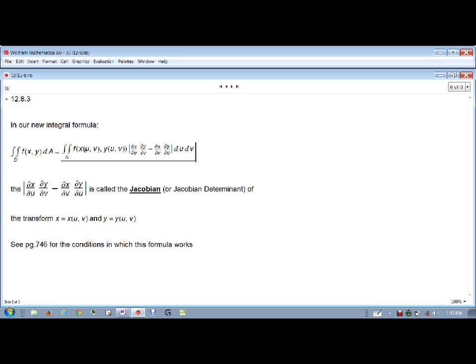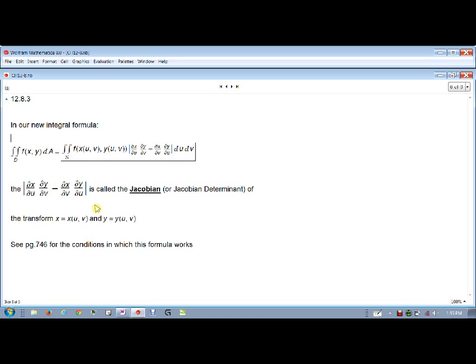For polar, y is r sine theta. And then we had that weird thing. For polar, this was just what? That piece right there was just the r. But in order for us to determine it in general, it's this thing called the Jacobian, or Jacobian determinant. It's the partial of x with respect to u times the partial of y with respect to v, minus the partial of x with respect to v times the partial of y with respect to u, magnitude. So we have to compute that. And that will give us our converted integral.